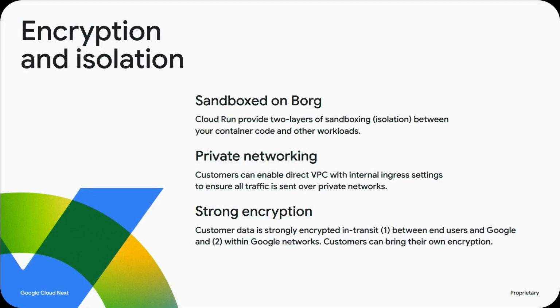When it comes to encryption and isolation, Cloud Run provides 2 layers of sandboxing for all your container code. With direct VPC integration and by setting your ingress settings to internal, you can ensure that all your traffic remains on the private network. Lastly, data is always encrypted, and you can even bring your own managed encryption keys, if you want.